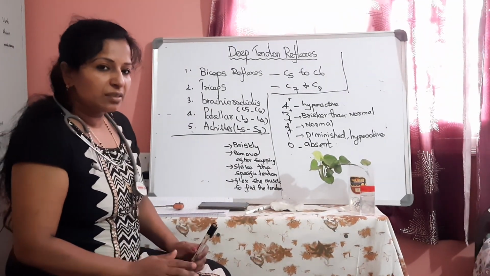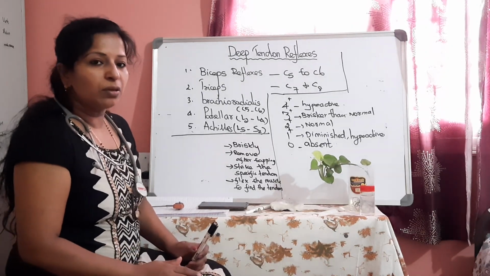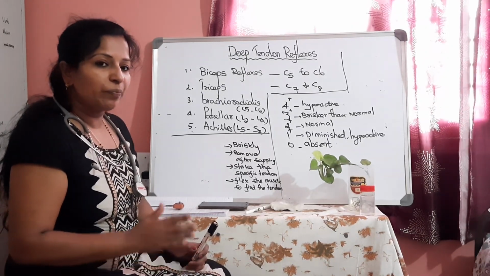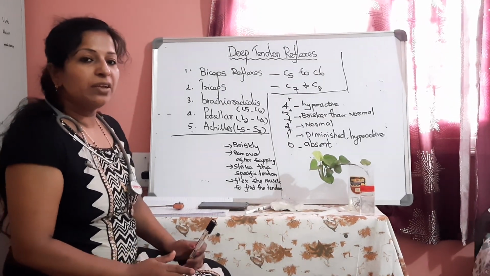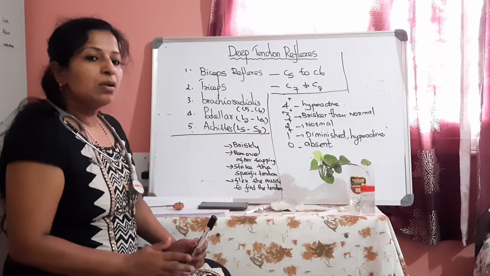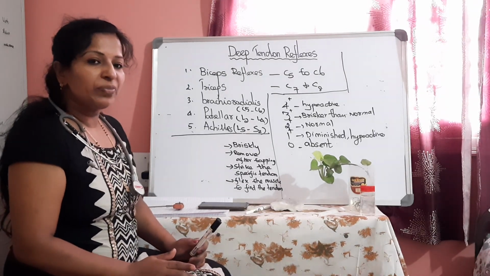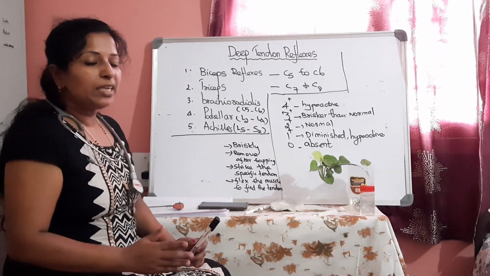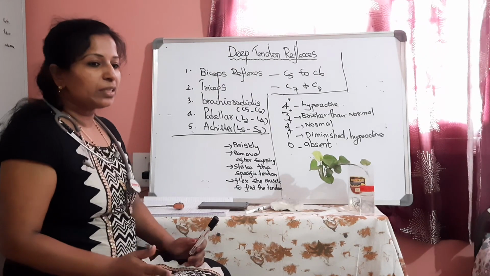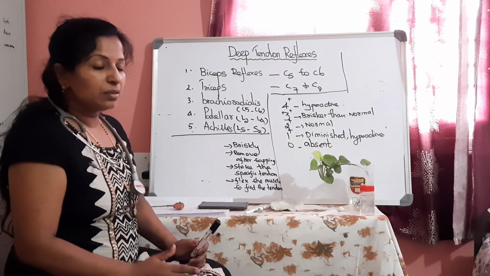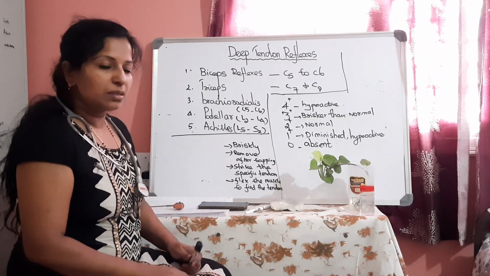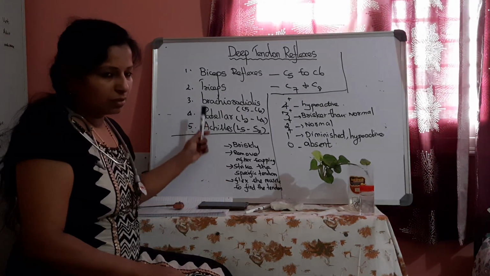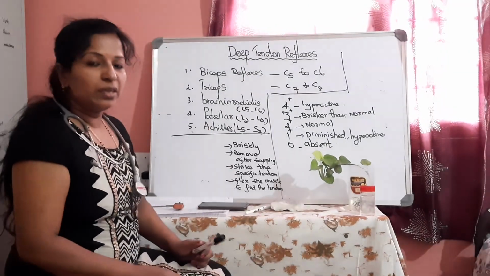So totally the deep tendon reflexes detect the integrity of the spinal cord, and any abnormalities in the deep tendon reflexes can identify neuromuscular diseases, hyperthyroidism, anxiety, nervousness, or diseases associated with the nervous system. These can be assessed with the help of deep tendon reflexes.